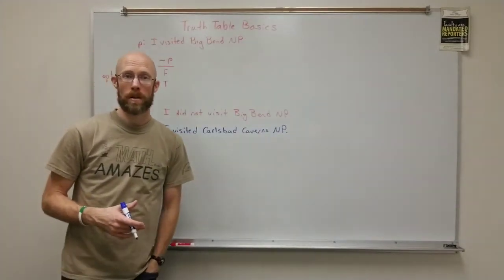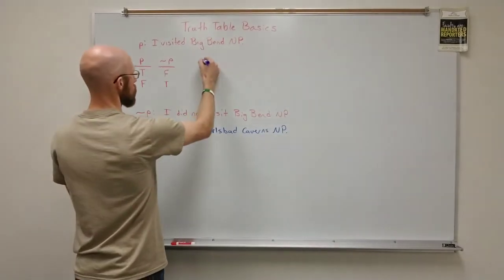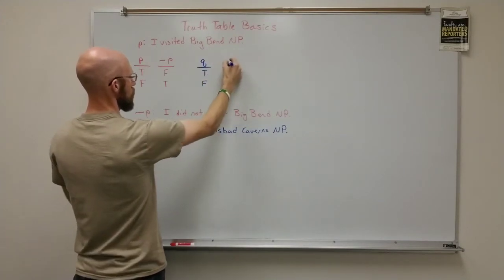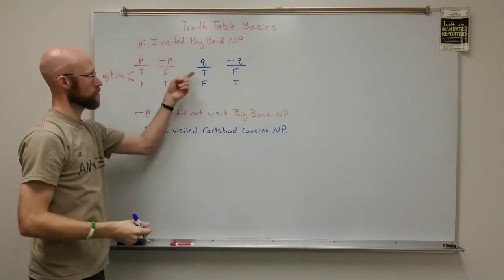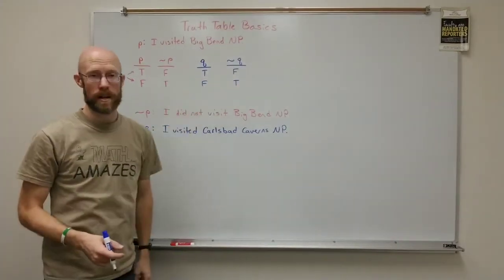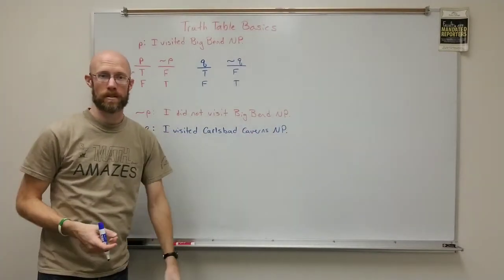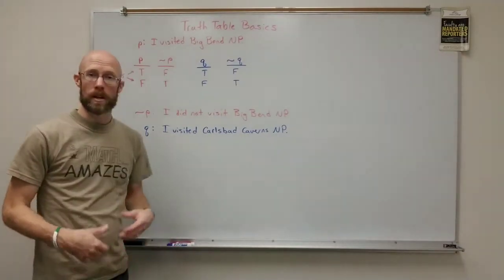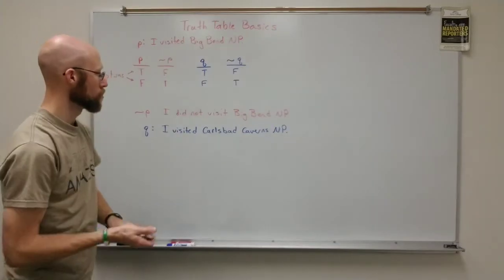We could also look at the negation of Q. So Q is either true or false, and not Q is either false or true, respectively. If Q is true, then not Q is false, and if Q is false, then not Q is true. And not Q, of course, is I did not visit Carlsbad Caverns National Park. Now let's say I were to start combining these into conjunctions and disjunctions, so using an and or an or.